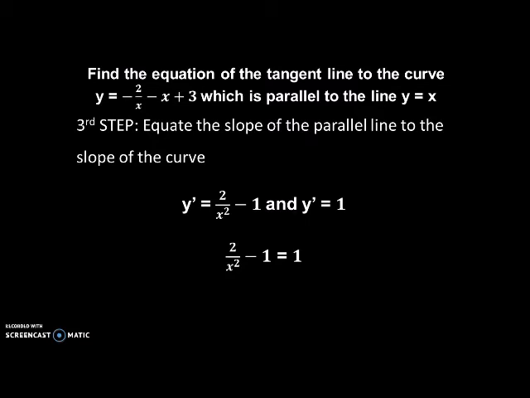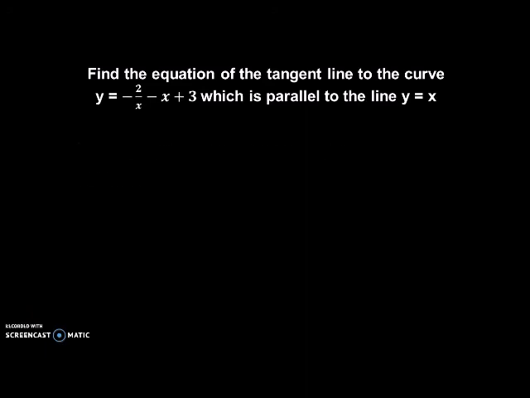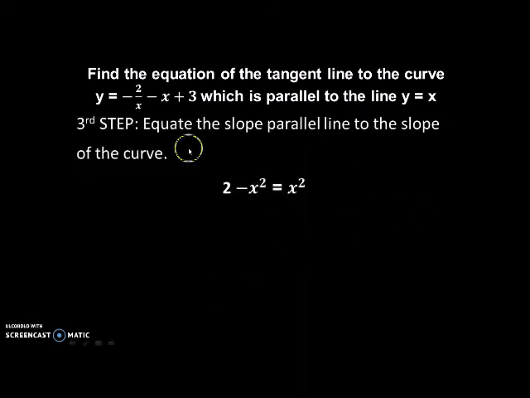We need to multiply x squared on both sides. So x squared multiplied by quantity 2 over x squared minus 1 is equal to 1 times x squared. So the x squared will cancel, and x squared times negative 1 will be negative x squared. So here it is, here's the simplified form.